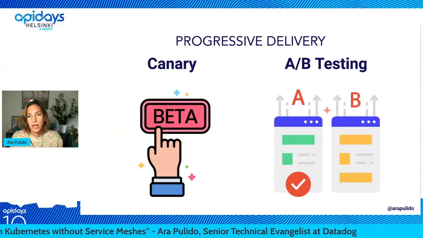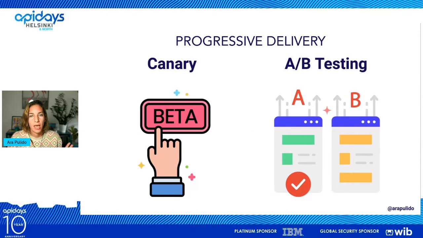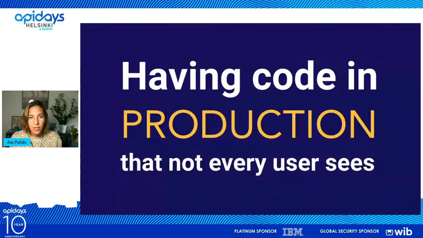But it can also include another type of traffic shift, like A/B testing. You have two different versions of your service in production, and you have a hypothesis and you want to run this experiment. Like, for example, which of the two services is going to drive more sales. And it also includes other things like blue-green deployments, etc. So basically, it's having code in production that not every user is going to see. And by see, I mean experience. Not every user is going to experience that code in production.